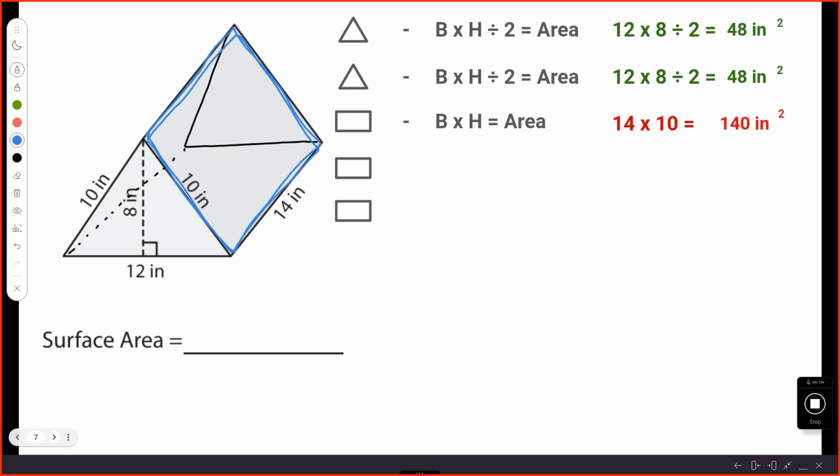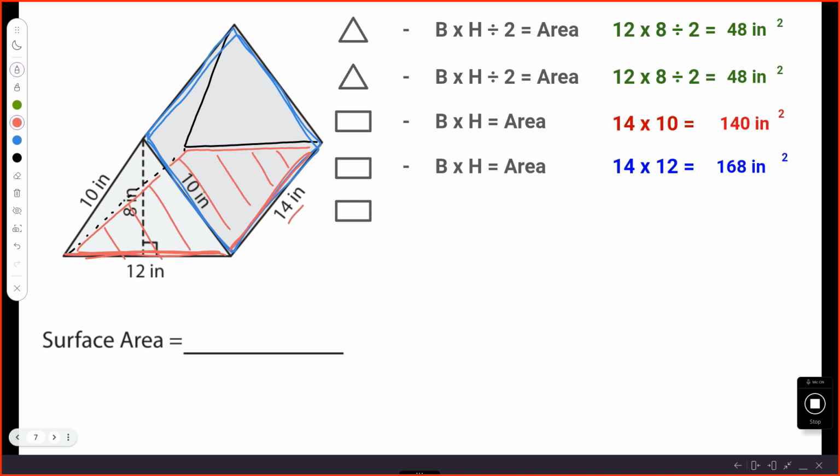Now let's take a look at the one that we see on the bottom. So this is the bottom of our prism. And if you'll notice, it's also 14 inches as a base or a height, depending on how you look at it. So that one works out for us so far, but now we've got to figure out what the height is. And that is right down here. It's the 12. So we have 14 times 12 to do this bottom face, which is 168 inches squared.